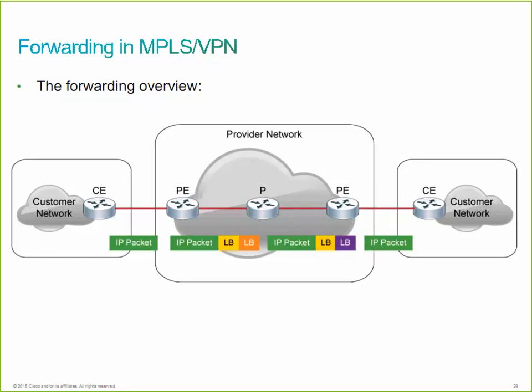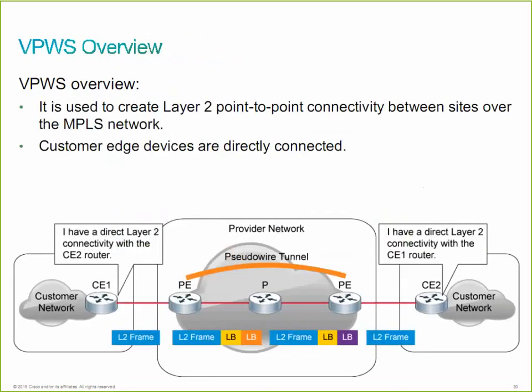Lastly, of course, the original IP packet then gets forwarded to the remote CE router, and we use our regular routing information to get that packet to its final destination. All right.